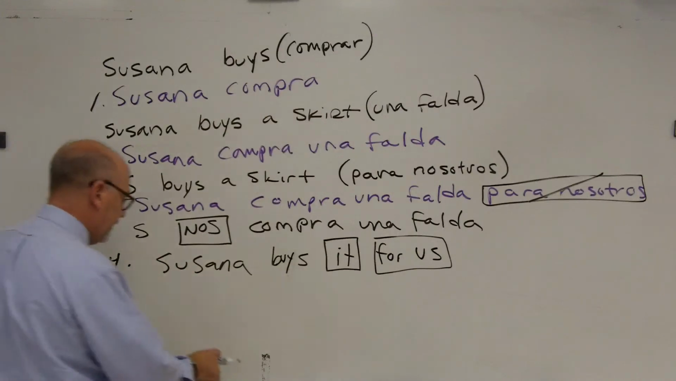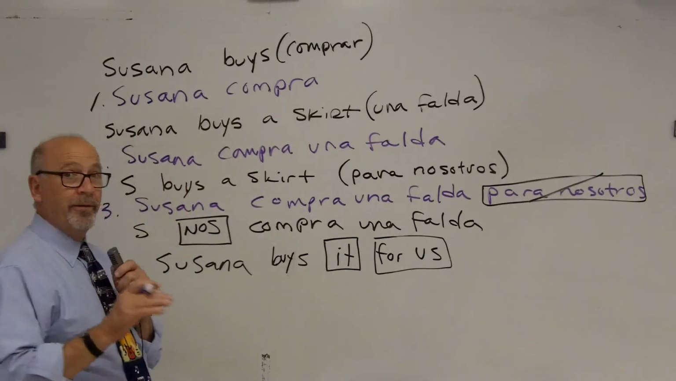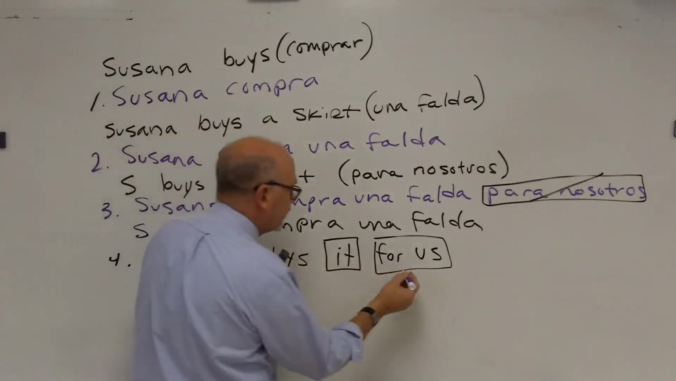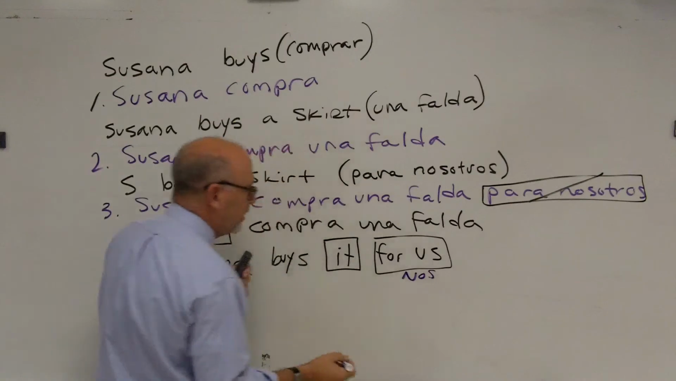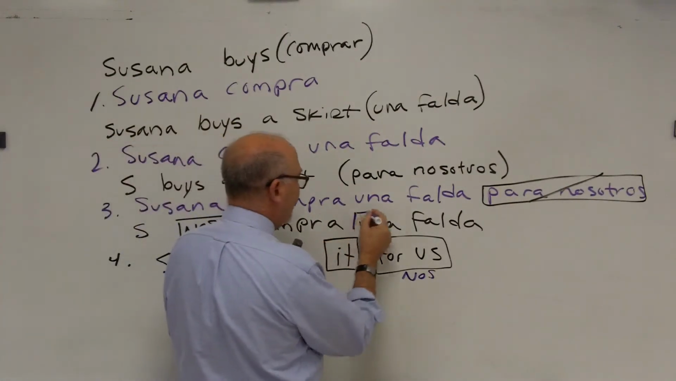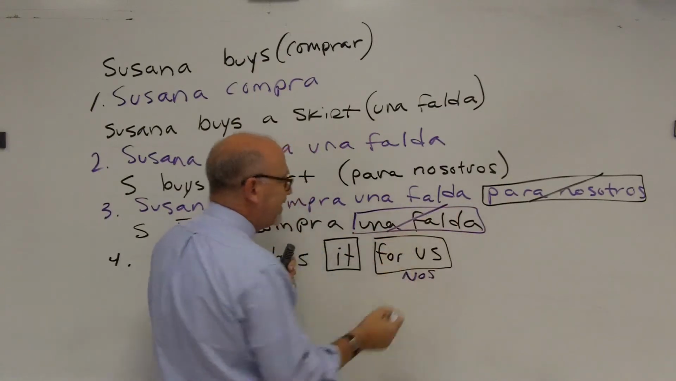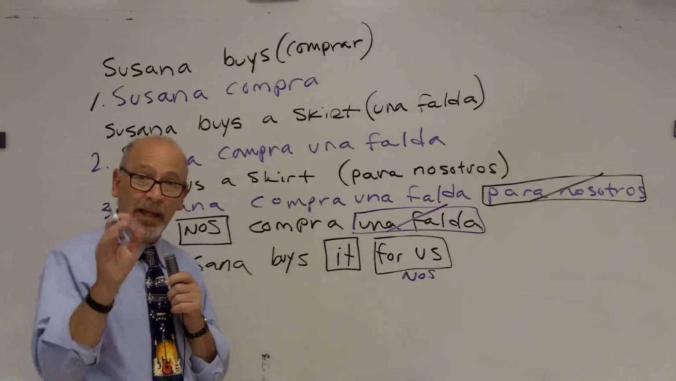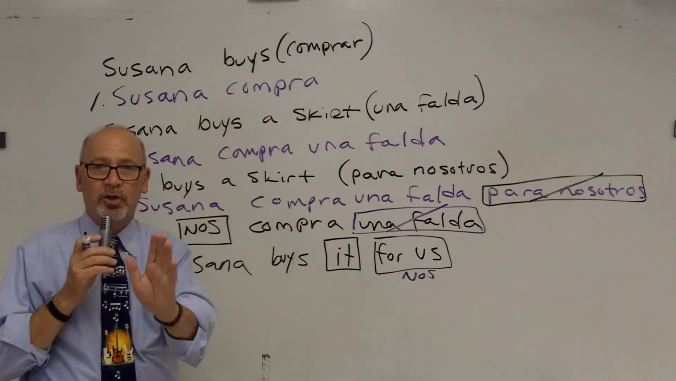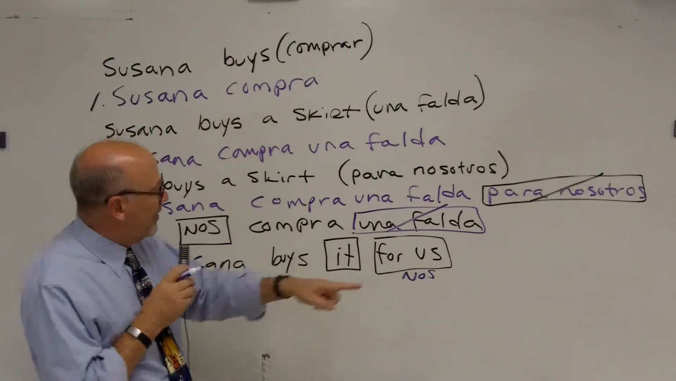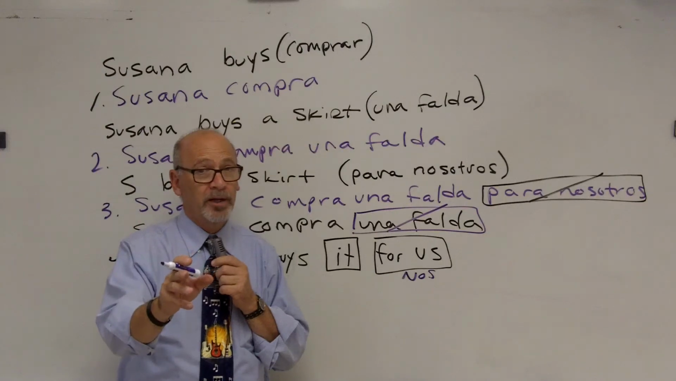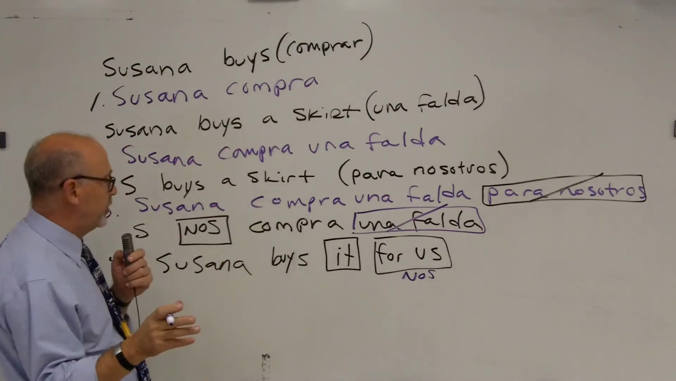Okay, here's what we've got here. We already have the word for us, and we know that's nos. Okay, that works. Now, we're going to take una falda, a skirt. We're not going to say a skirt. We're going to say it. So you go to your bird and you go, let's see, I want to replace skirt with it. But that's a feminine and singular word. So you know what we're going to do to replace it.